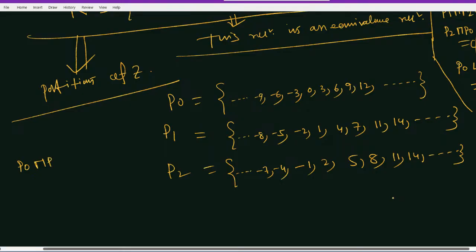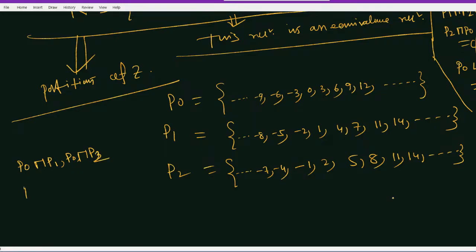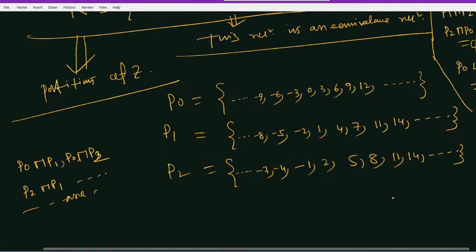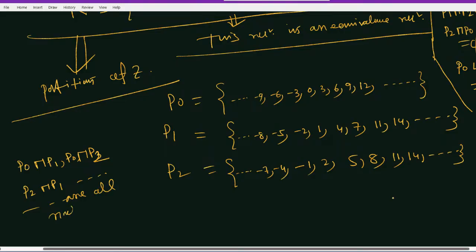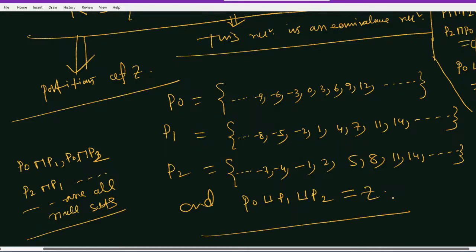P0 intersection P1, P0 intersection P2, P2 intersection P1 are all null sets, and P0 union P1 union P2 is the whole set of integers. Agree or not? Their union is the whole set of integers, but the intersection is going to be a null set.